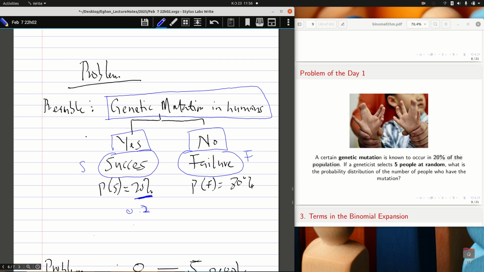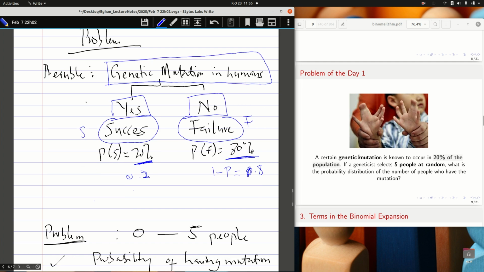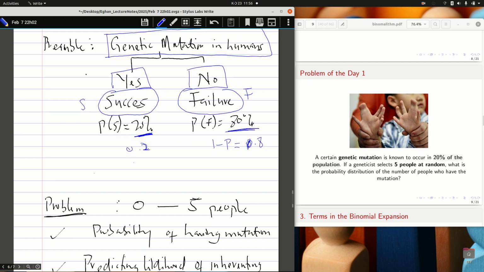This means that for those that do not occur, the failure will be 80%, or that is 1 minus p. That is 80%, that is 0.8. That is how you find the equivalent failure. That is not all the information. The scientists did a survey on 5 people randomly. So the number of people is 0 to 5 randomly.